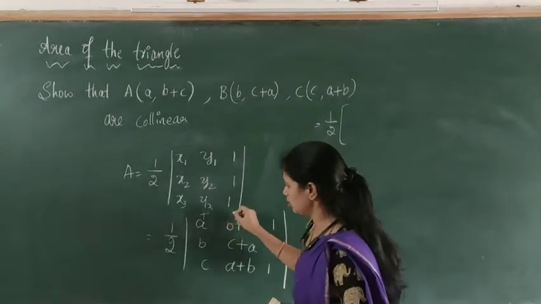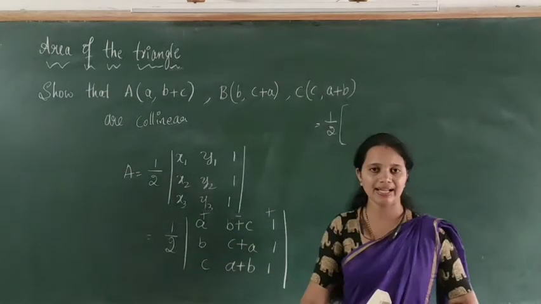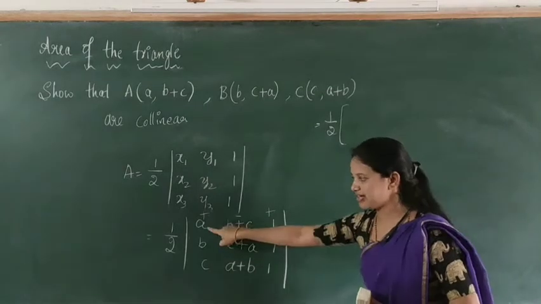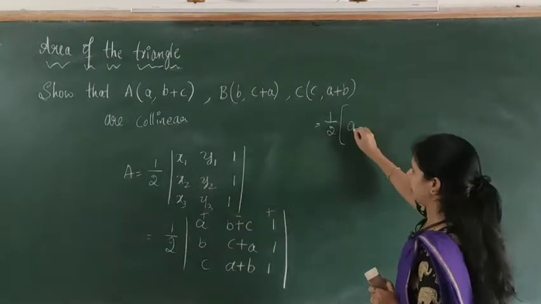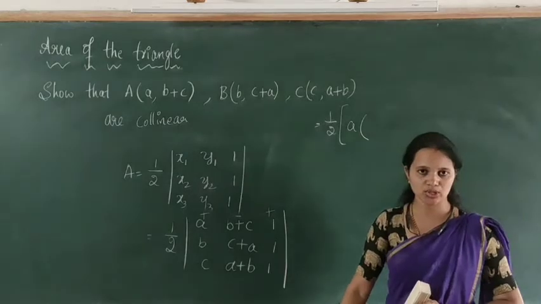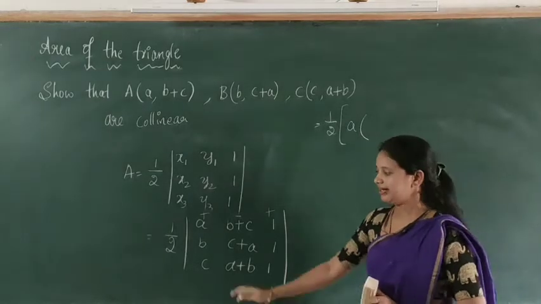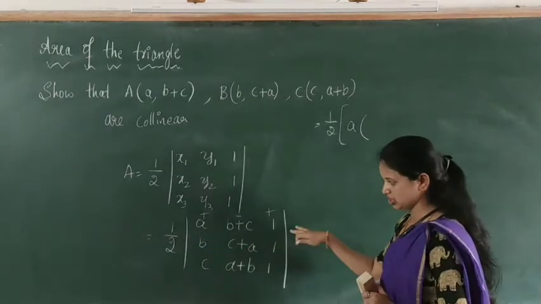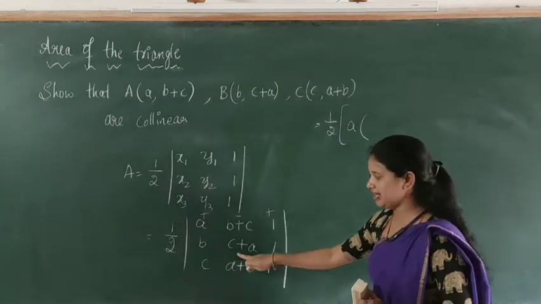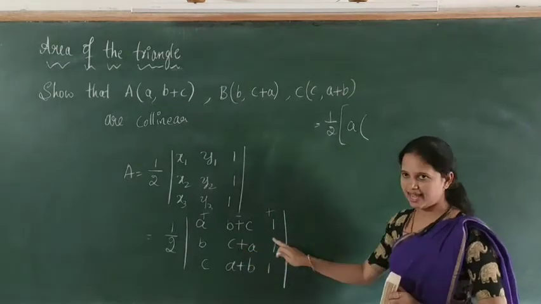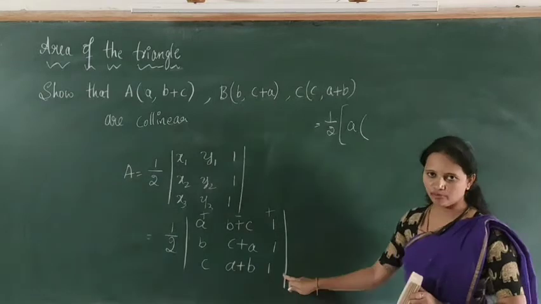Again in the first row, the sign is in the form plus minus plus, and the first element is a. A is in the first row and first column. Delete the first row and first column elements, and the remaining elements are c plus a, 1, a plus b, 1.